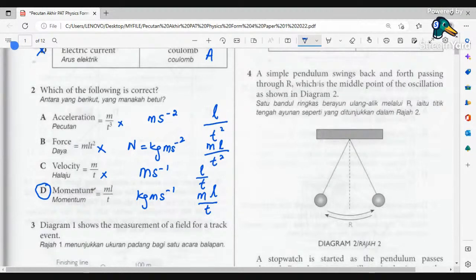Boleh faham tak? Ini ialah combination, or you state the physical quantities in terms of base quantities. Ini simbol, not the unit symbol. M here should be mass, kan, simbol. Ini adalah simbol dia.